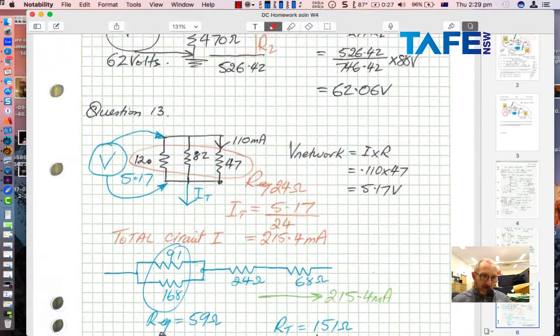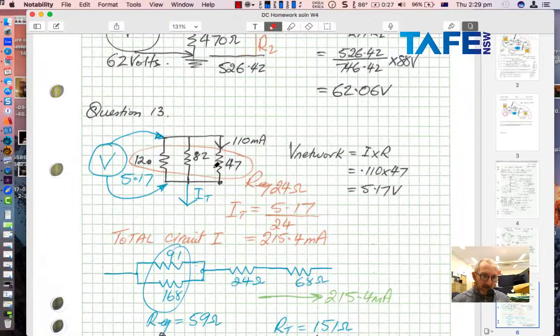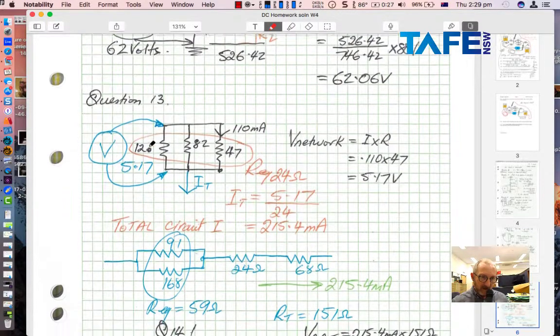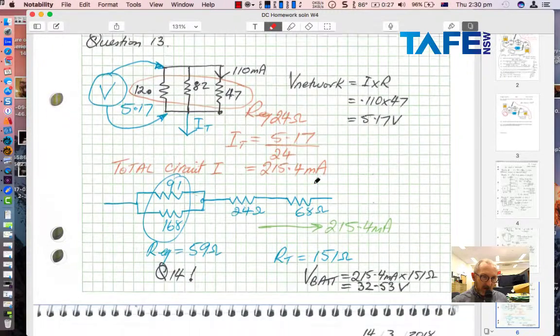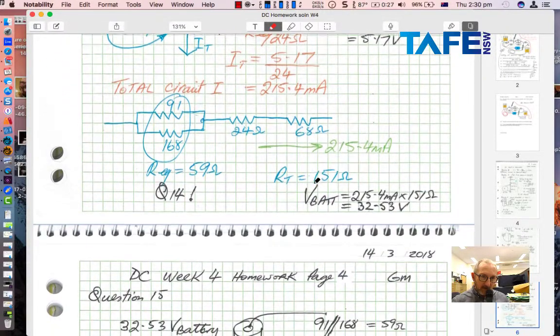Question 13, we've got 110 milliamps travelling through a 47 ohm resistor. I multiply it out, I get 5.17 volts. And in fact, that's all that was asking. It's asking what's the voltage across that network, and the answer was 5.17 volts. The total circuit current was 215.4 milliamps, because the REQ is 24 ohms, and 5.17 volts divided by 24 gives me a total circuit current of 215 milliamps. And then the next question, oh no, that's just the same one, isn't it?